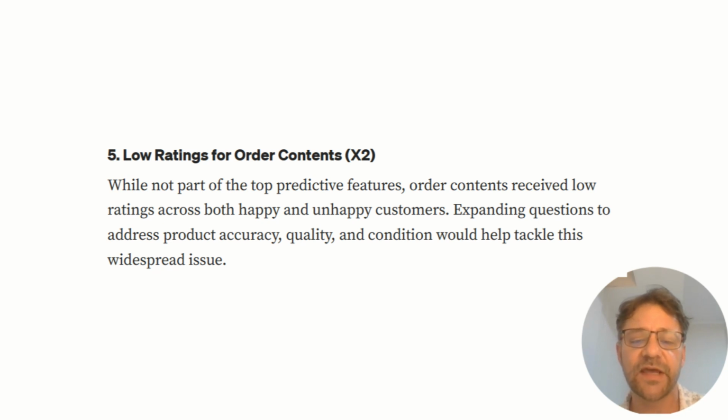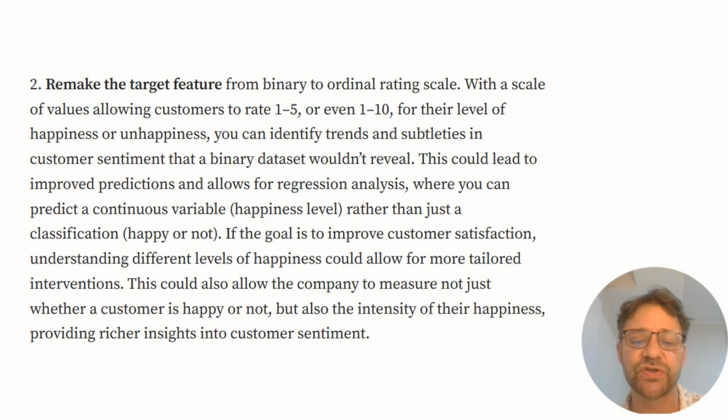The other thing that I would recommend is for them to remake how they score the target variable of happy and unhappy from a binary feature to an ordinal feature, and they have the customers rate their happiness from 1 through 5, and we can get a more detailed view of how unhappy or how happy the customers are, and this might lead to a better performing model overall.